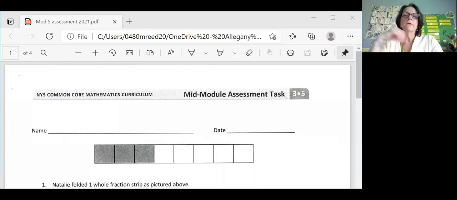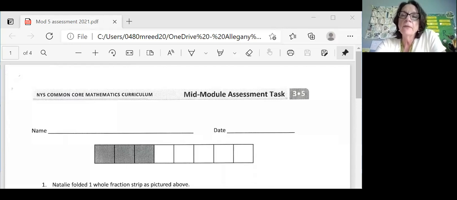Mrs. Miller and I are going to assign this fraction assessment to you today, and we're giving this to you so you can demonstrate what you know and what you've learned about fractions so far this year. You will have to read carefully and show your work, and make sure you answer each part of each question.